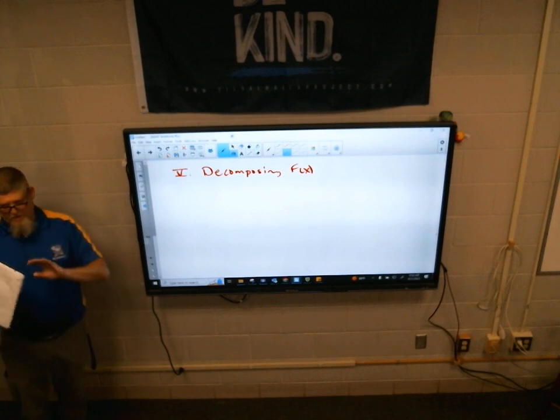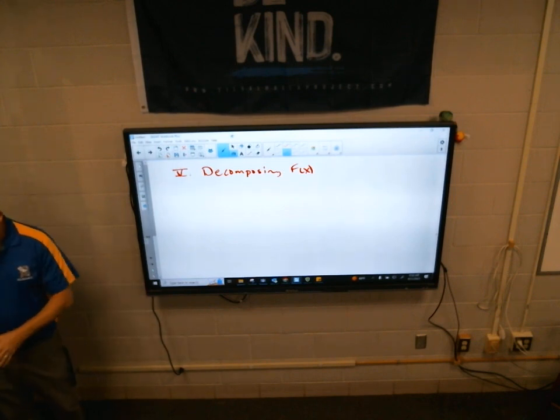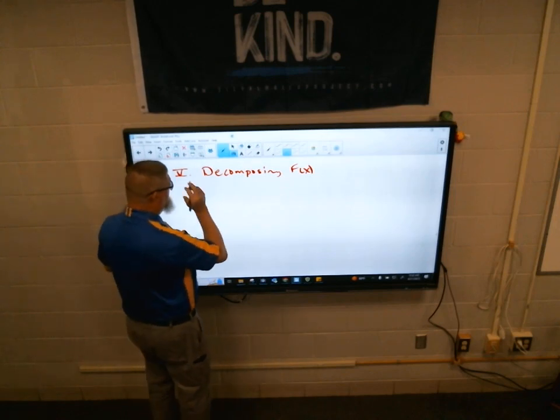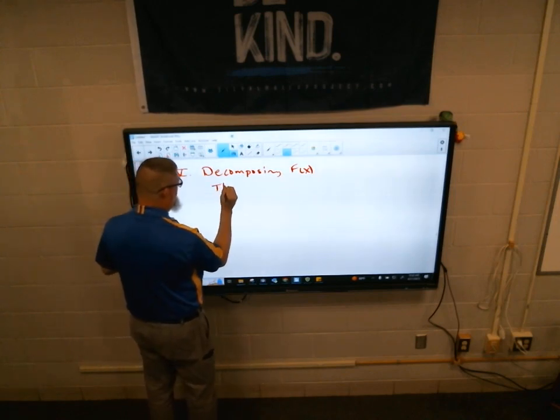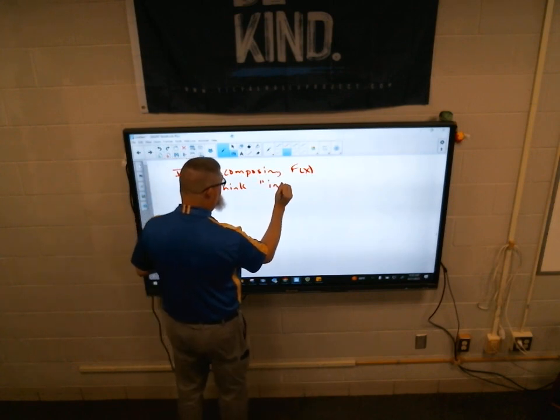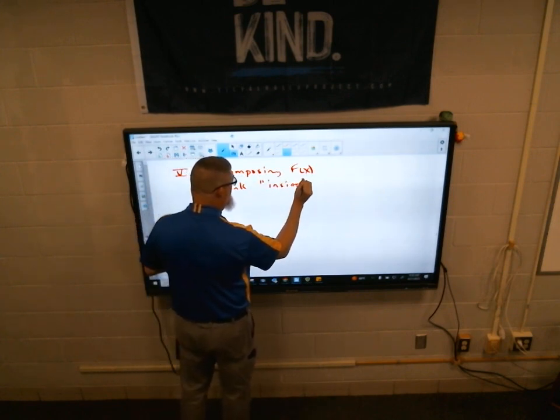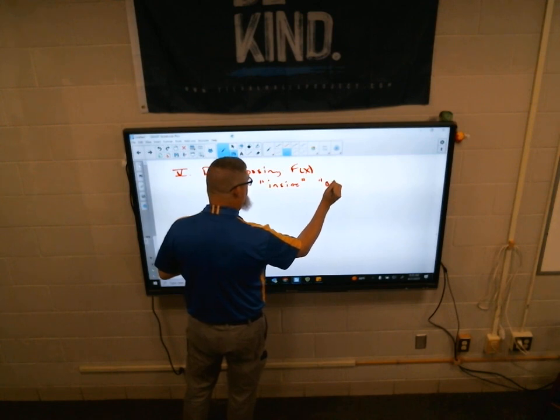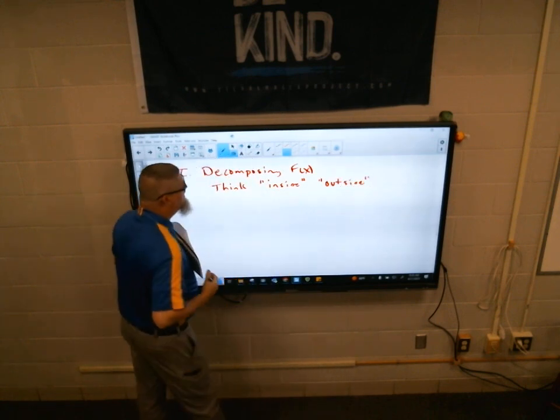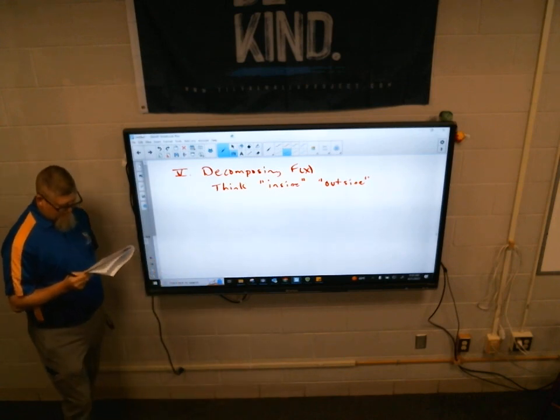Composing, we took an f and a g and made them into a new function. So in this one, we're going to tear them down. Basically, what I need you to do is think of an inside function versus an outside function.